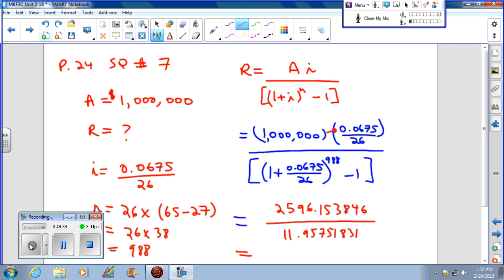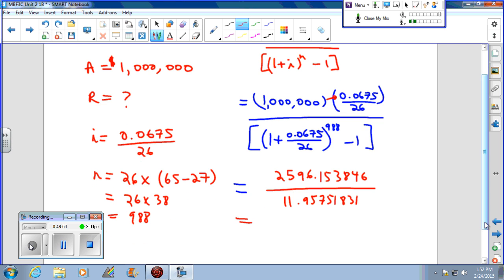I wasn't able to keep that one in my calculator. I guess I should probably work it out. Okay. And just rounding it off, this is $217.11. So basically the answer then, he needs $217.11 biweekly.